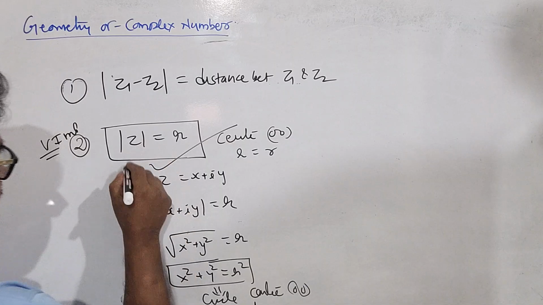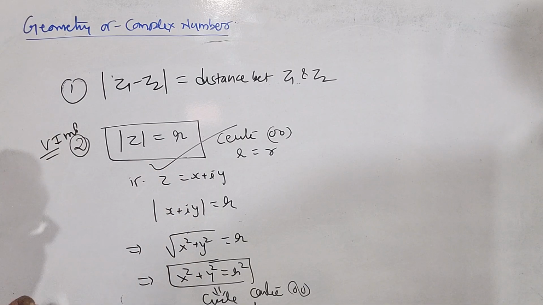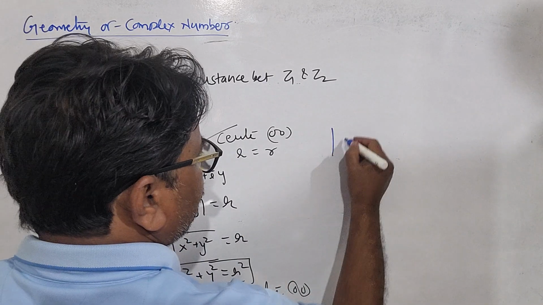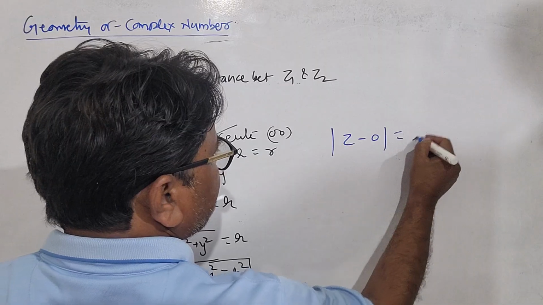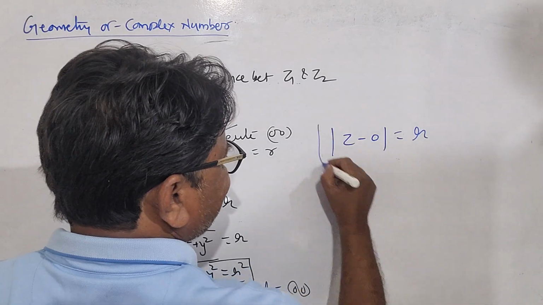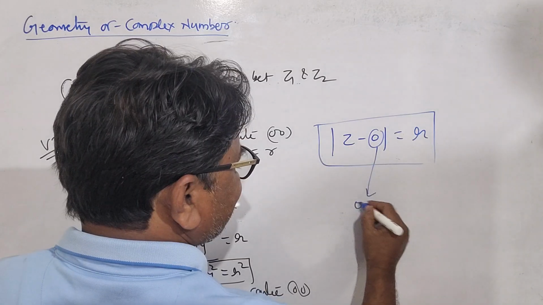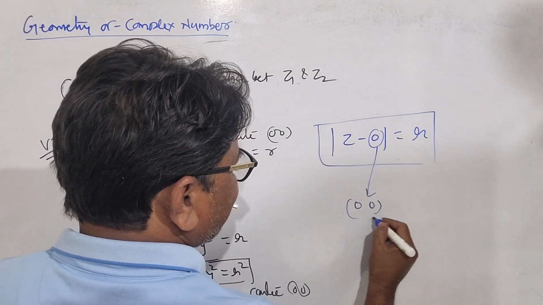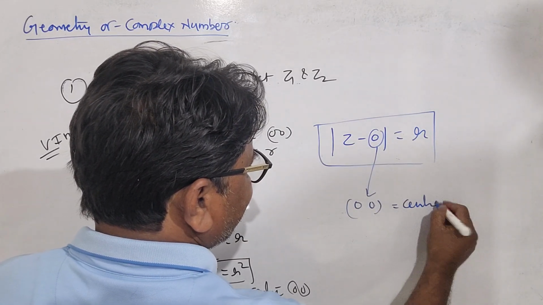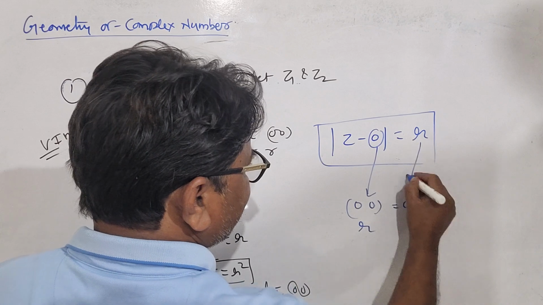Correct. In fact, I can write this modulus of z equal to r as modulus of z minus 0, that is equal to r. So this whole represents a circle. Okay, and this 0, that is 0 comma 0, is your center, and this r represents the radius.